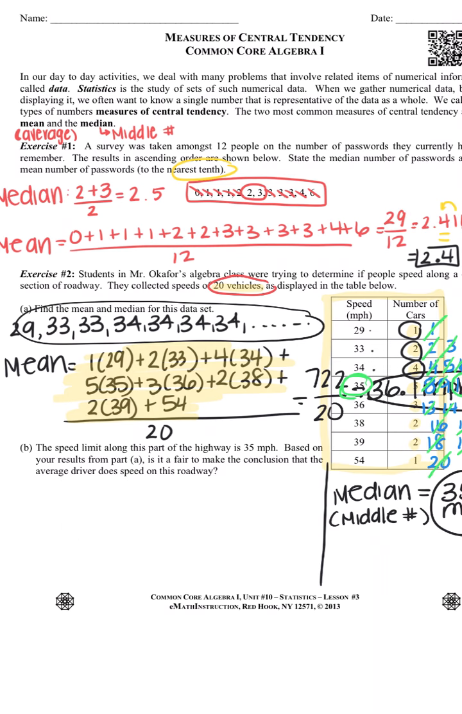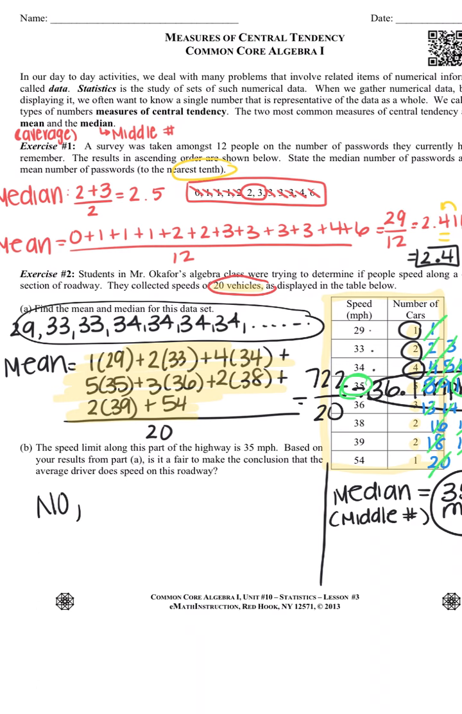So part B says the speed limit along this part of the highway is 35 miles per hour. Based on your results from part A, is it fair to make the conclusion that the average driver does speed on this roadway? And I would say no. For one, our mean was 36 and our median was 35.